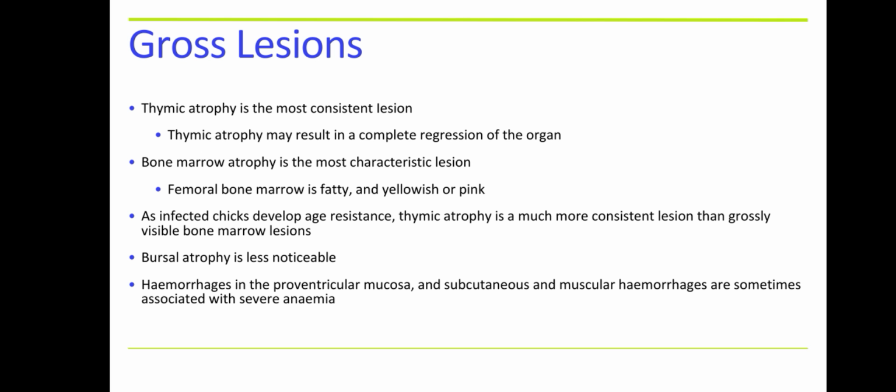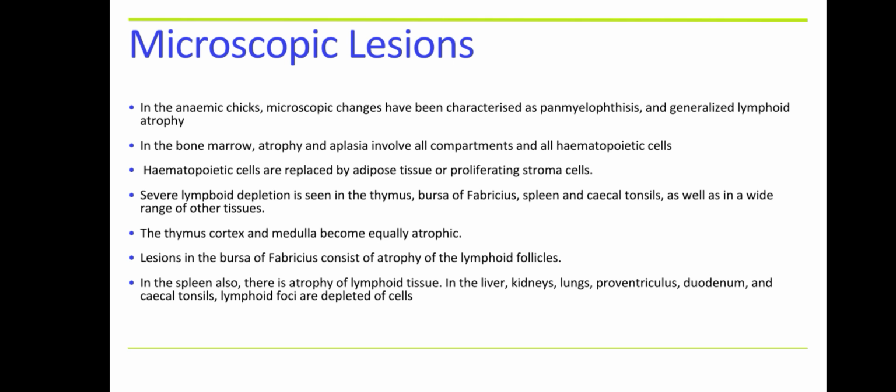Gross lesions: thymic atrophy is the most consistent lesion. Thymic atrophy may result in complete regression of the organ. Bone marrow atrophy is the most characteristic lesion. Femoral bone marrow is fatty and yellowish pink. As infected chicks develop, thymic atrophy is a much more consistent lesion than grossly visible bone marrow lesions. Bursal atrophy is less noticeable. Hemorrhages in the proventricular fossa and subcutaneous and muscular hemorrhages are sometimes associated with severe anemia.